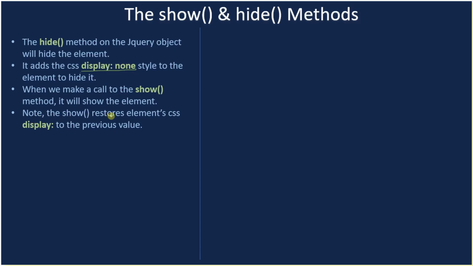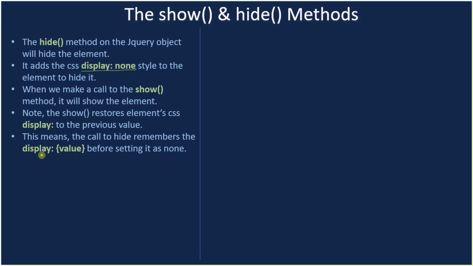Note the show restores the element's CSS display to the previous value. This means the call to hide remembers the display value, right? Before setting none here, it stores the value somewhere in the jQuery API. That way, when you make a call to show, it retrieves the preserved content and replaces that here. That way, showing the element. It looks like when you call hide, the element is hidden, and when you make a call to show, it will display the element.